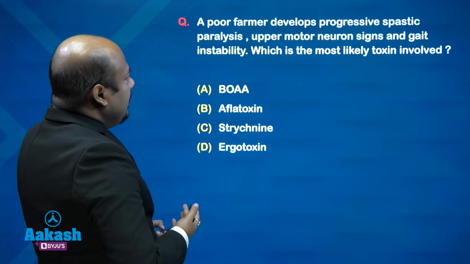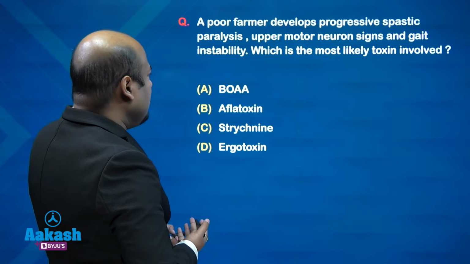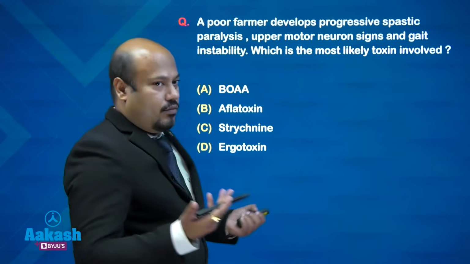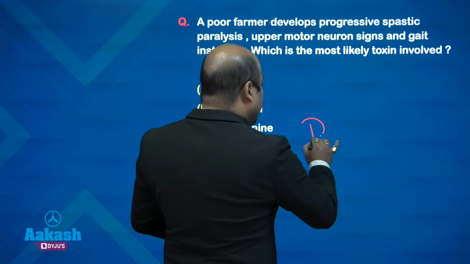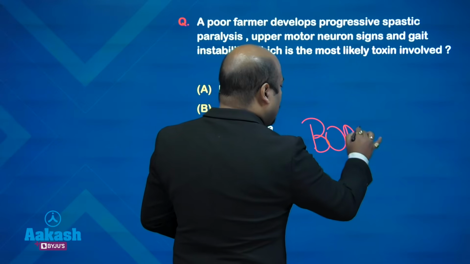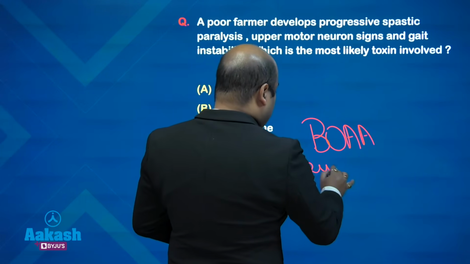A poor farmer develops progressive spastic paralysis, upper motor neuron signs and gait instability. Which is the most likely toxin involved? You can understand it's a neural disease toxin. So it has to be beta oxalyl aminoalanine, and this will be a case of neurolathyrism.